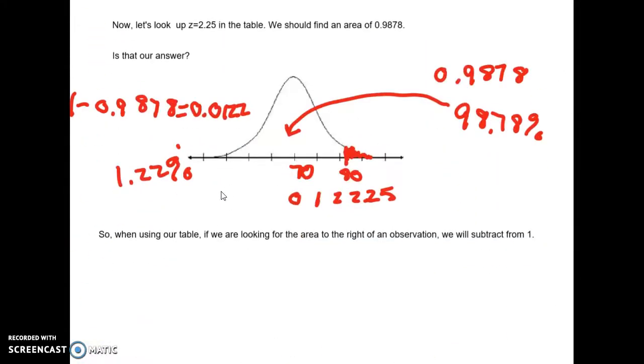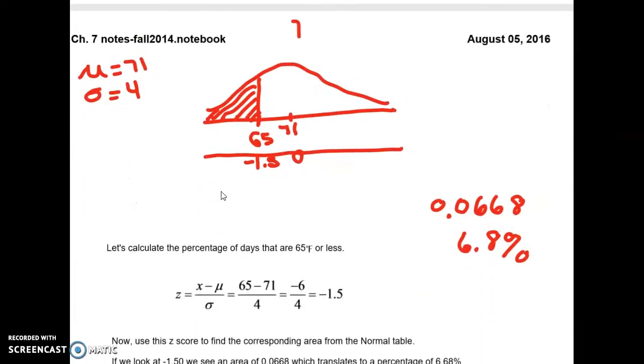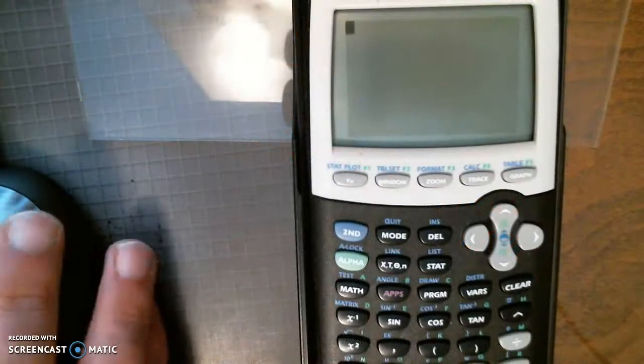Okay, so this is the problem we're looking at. It's the first one we worked in the last video by hand. So we're looking at 65 or less. The upper bound of this would be 65, and then this goes on forever in the negative direction. So to find this area, we're going to go to the calculator.